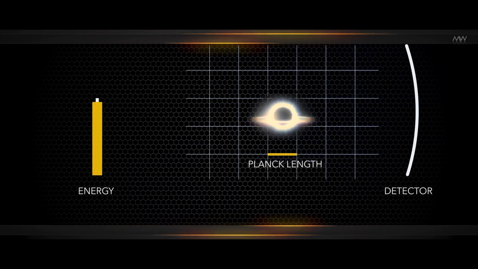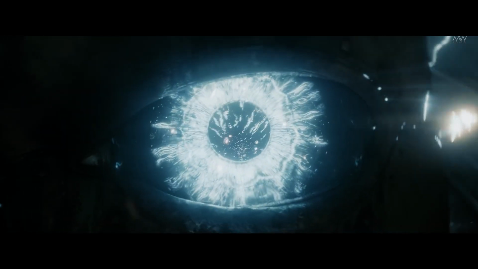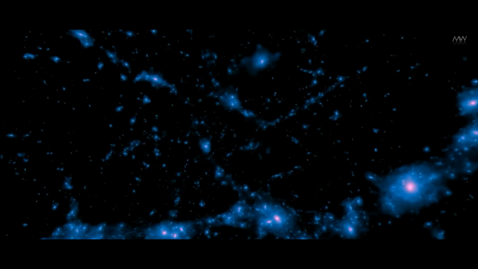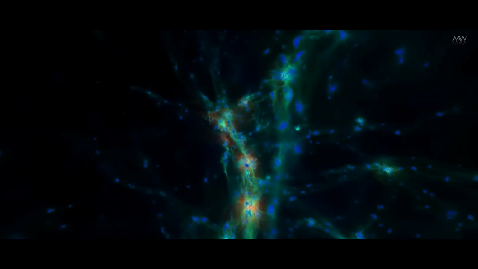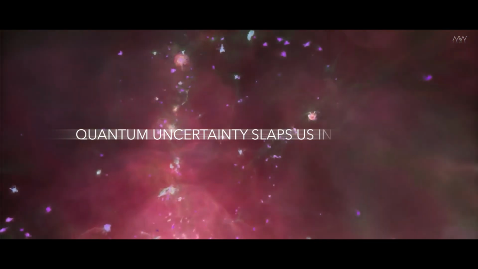That limit is called the Planck length. Below that, space-time stops making sense. It's not just that we can't see further. It's that maybe, there's nothing to see. Now what if we still tried to measure something at that scale? Second experiment. Quantum uncertainty slaps us in the face.